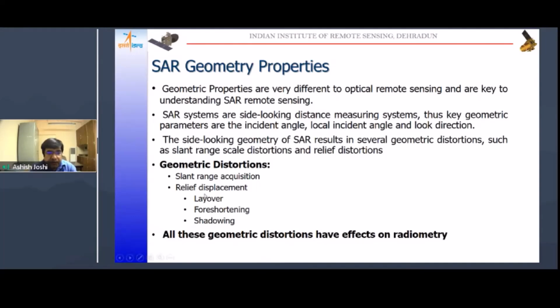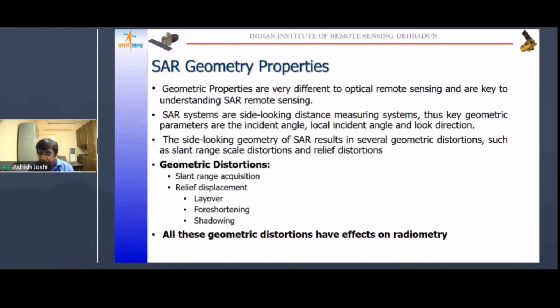Basically, it has three distortions: layover, foreshortening, and shadowing. Geometric properties are very different from optical remote sensing and are key to understanding SAR remote sensing. Since SAR systems are side-looking distance measuring systems, the geometrical parameters are the incidence angle, local incidence angle, and look angle. The side-looking geometry of SAR results in severe geometrical distortion.